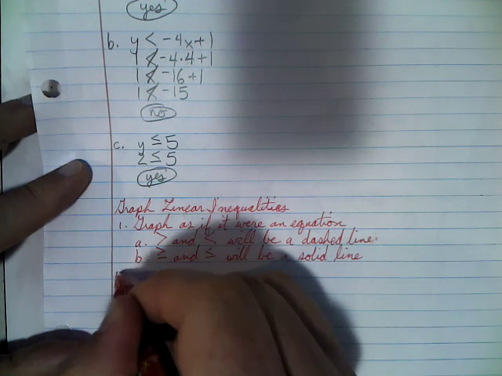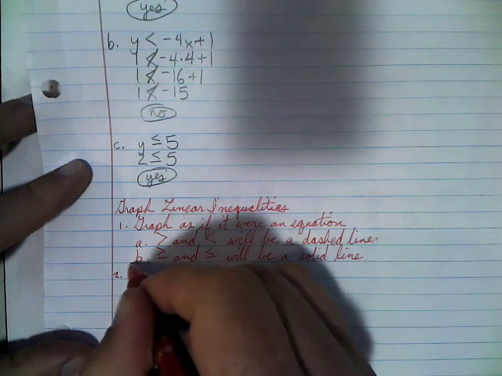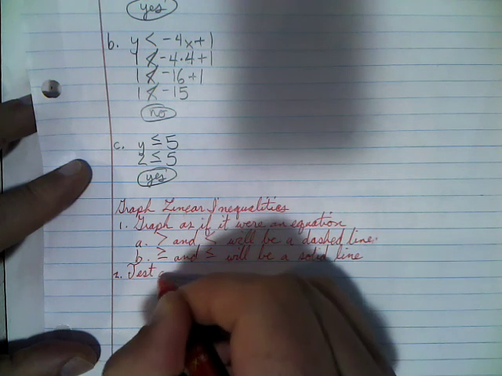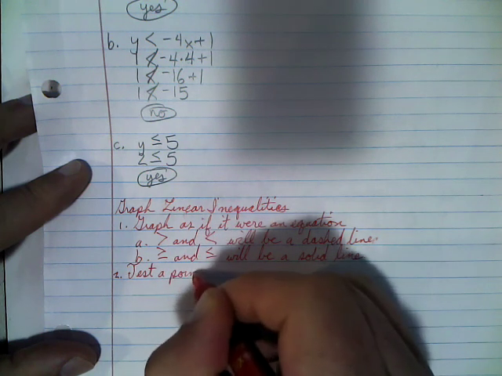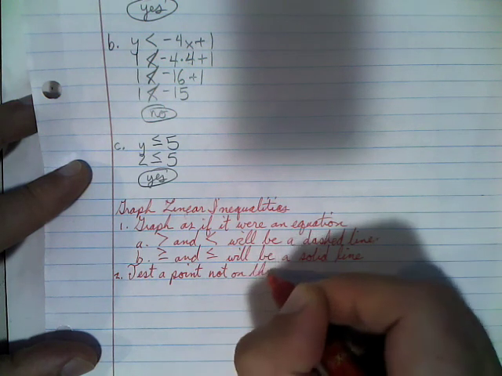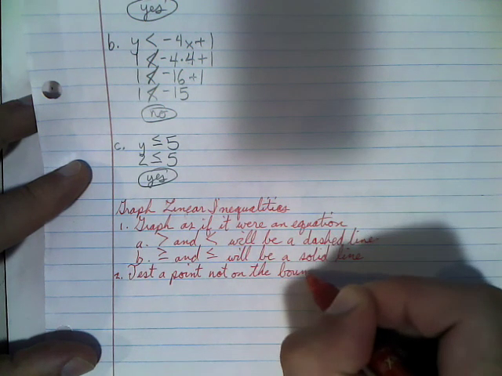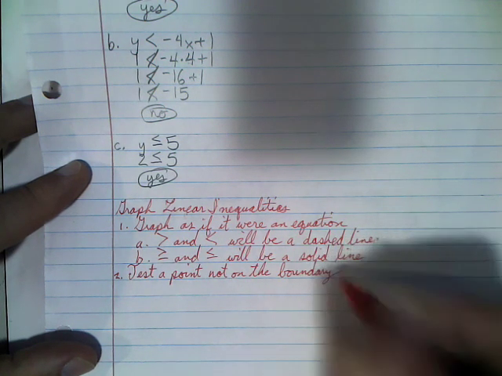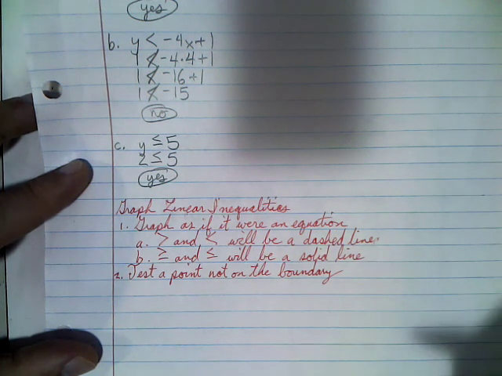So step 2, test a point not on the boundary. Often a good point to choose will be the origin. As long as your boundary line doesn't go through the origin, that's often a nice point to choose because turning things into zeros makes them real easy.